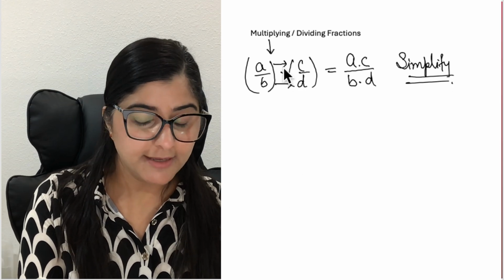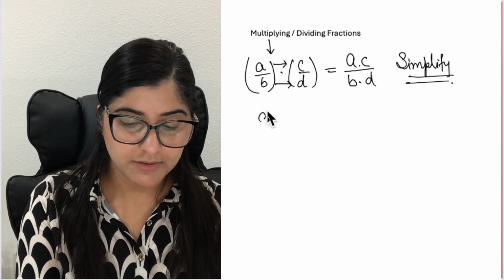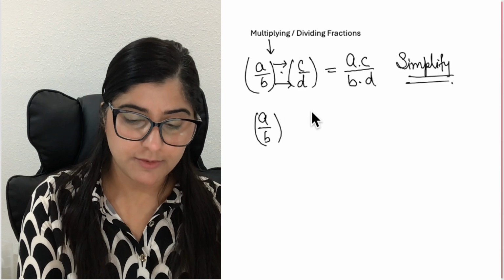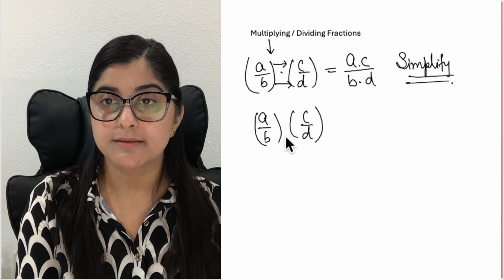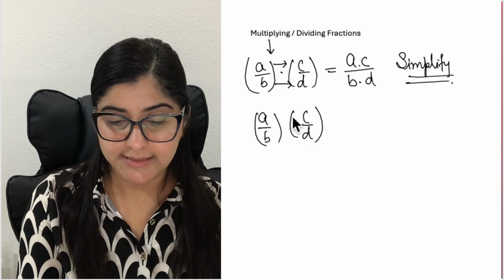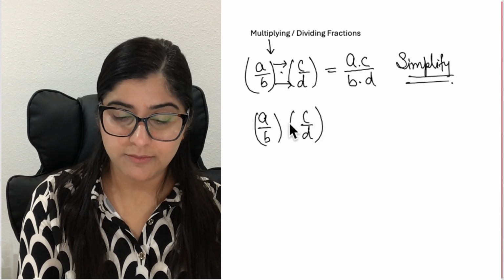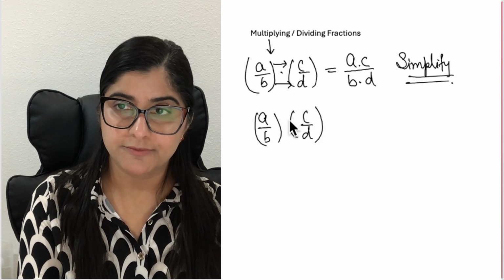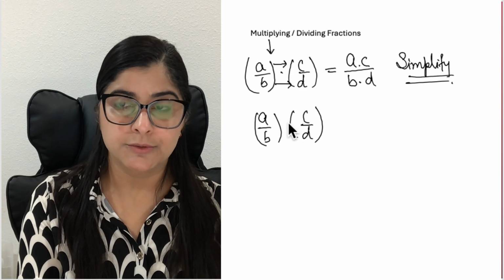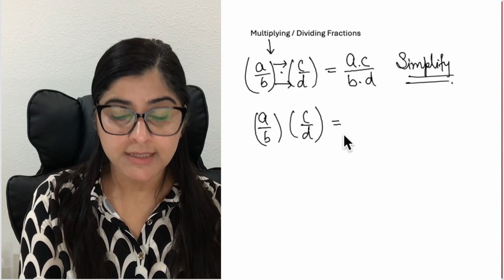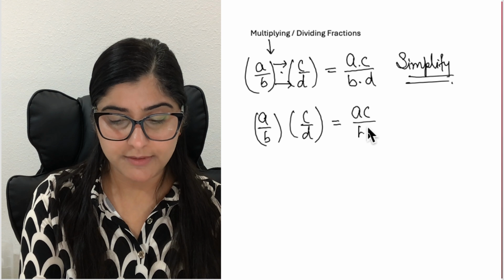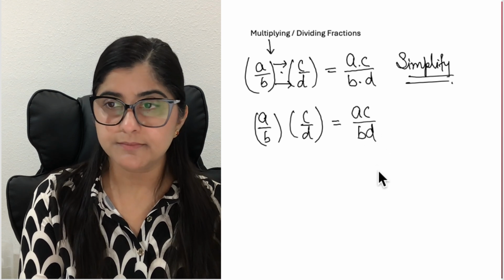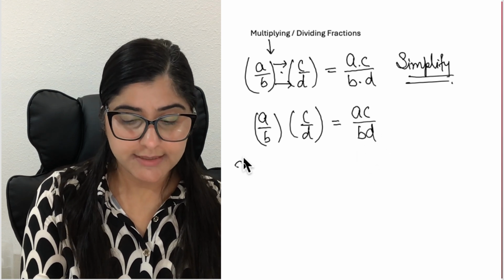We may be given a dot sign in the middle, as we already discussed. We may be given no sign in the middle, because no sign means multiplication, and the operation is always outside the bracket in the middle of two fractions. So if there is no sign, that means it is a multiplication. So it is ac over bd. Okay, let's do one example.